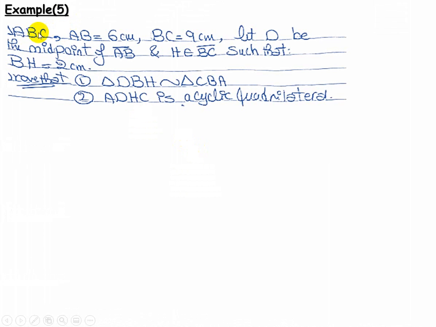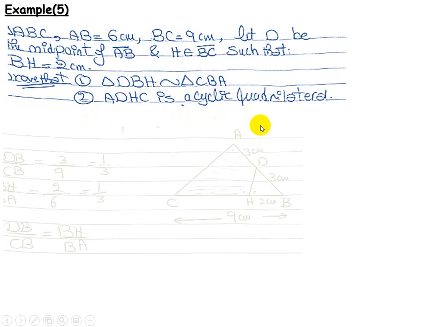Exercise 5. Triangle ABC, AB equals 6 cm, BC equals 9 cm. Let D be the midpoint of AB. H belongs to line segment BC such that BH equals 2 cm. Number 1: prove that triangle DBH is similar to triangle CBA. Number 2: the figure ADHC is a cyclic quadrilateral.